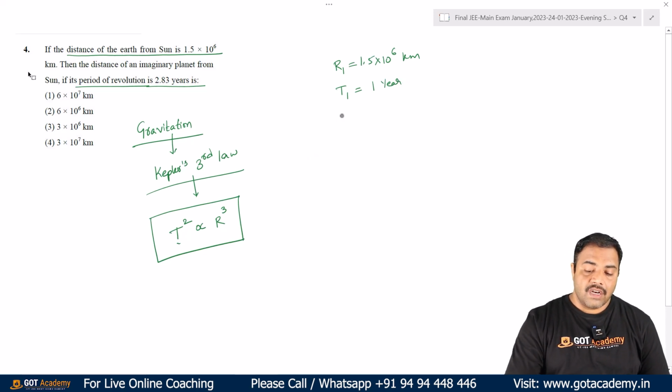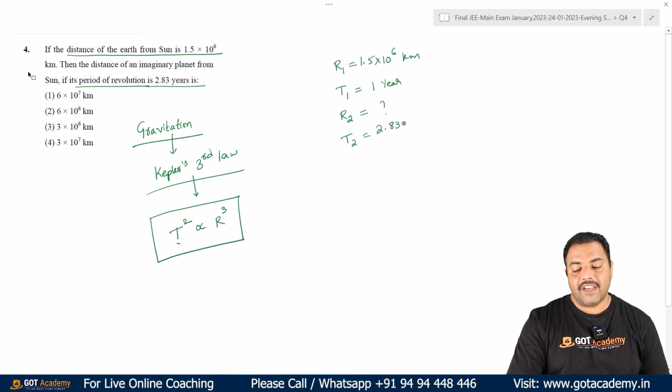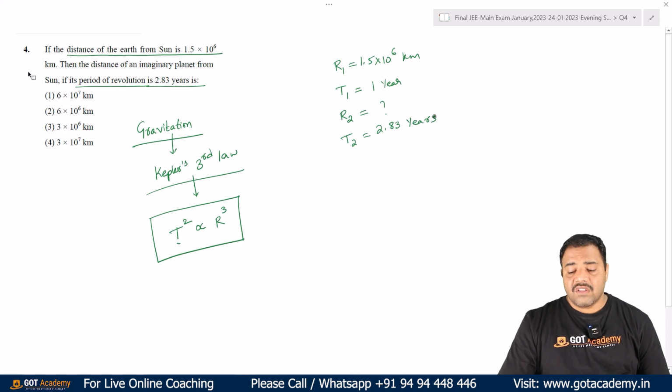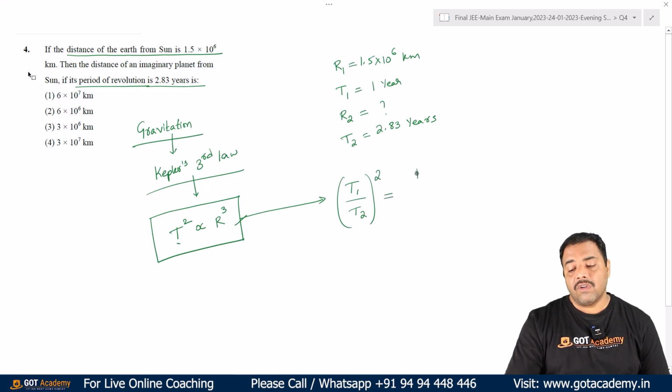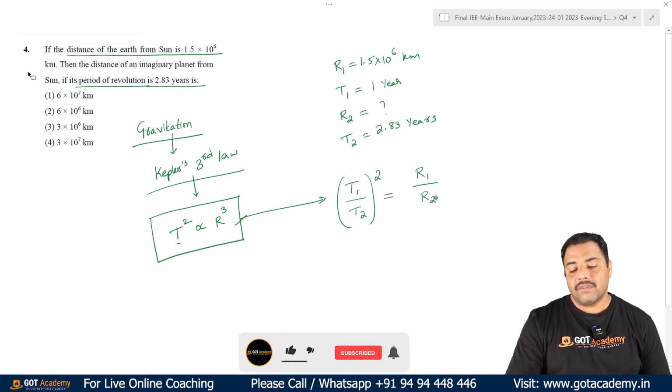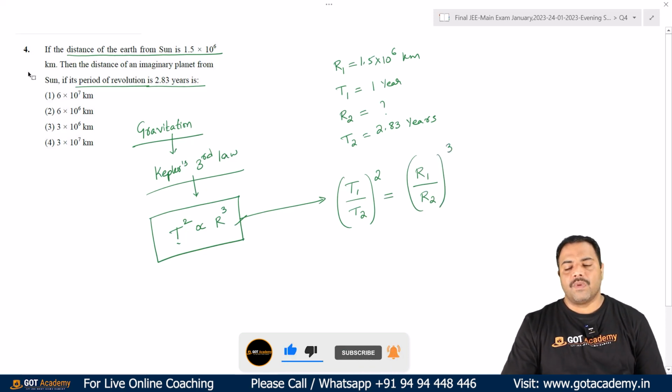And the time period initially will be 1 year, that is 365 days, the original one. Now coming to distance R2, we don't know. This only we have to find out, whereas the time period T2 is 2.83 years. So now let us substitute this. Let us make use of Kepler's third law. This could be written as T1 by T2 whole square is equal to R1 by R2 whole cube.